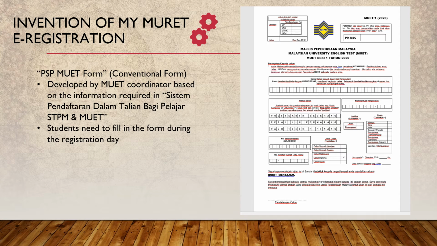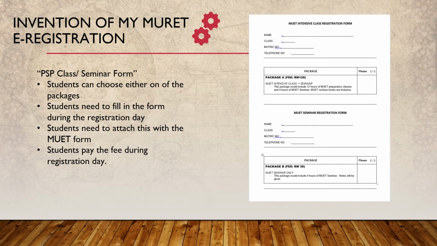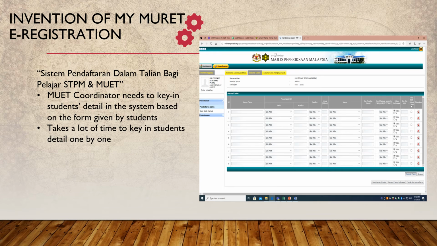Before we move on, this is the PSP MUET form, the conventional form developed by the MUET coordinator as well as the AJK for the students to register. They need to bring this form during the registration day. And this is the PSP class seminar form, where they can choose package A, which includes the MUET intensive class or seminar, and package B, which includes the MUET seminar only.